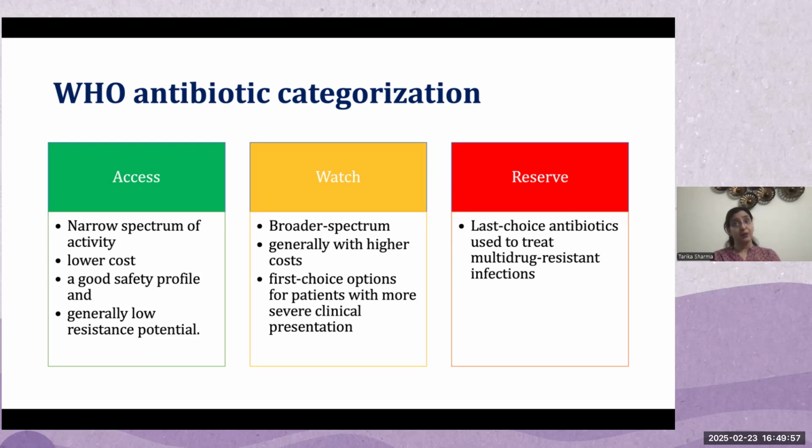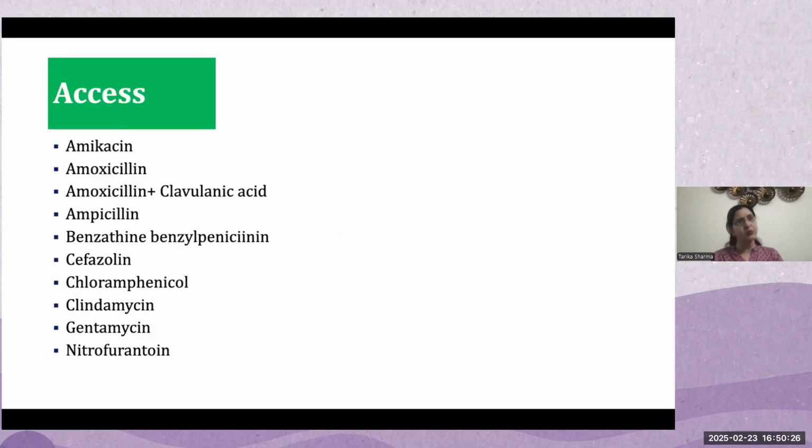And then the third type of category is the Reserve category, where they are the last alternatives. They are the last choice antibiotics, which are used to treat those kinds of infections which are multi-drug resistant. So from the nursing point of view also, it is very important that we know about these three categories, and we also see which might be a safer option for our patients, which might not be that safe, and which might be really very unsafe for our patients. I have given a few examples here from each category, because we use them in our day-to-day clinical practice.